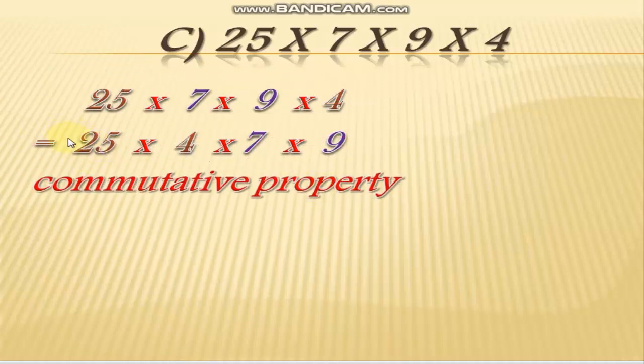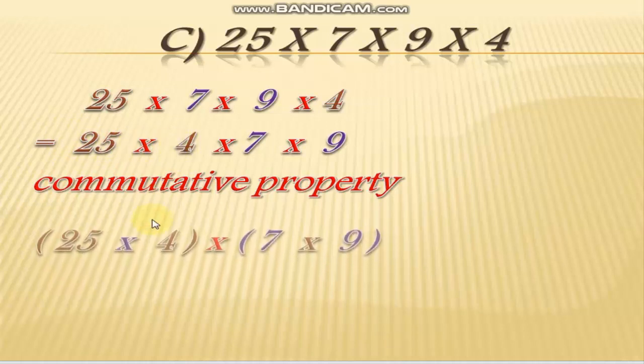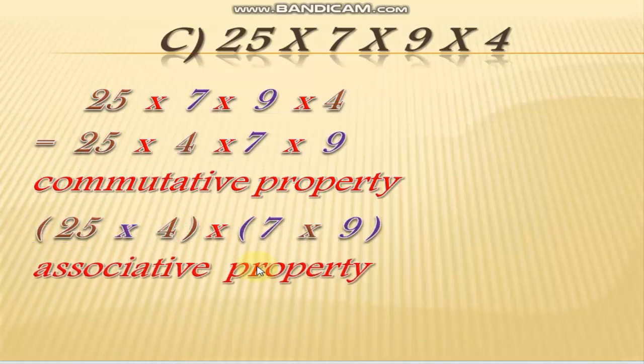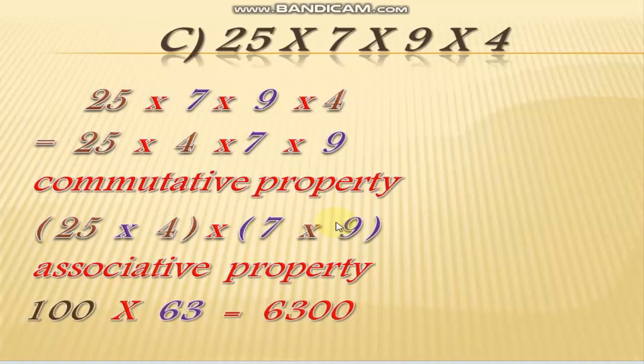We will put brackets between 25 times 4 and put brackets between 7 times 9. And this is called associative property. We know that 25 times 4 equals 100. 100 times 7 times 9 equals 63. 100 times 63 equals 6300.